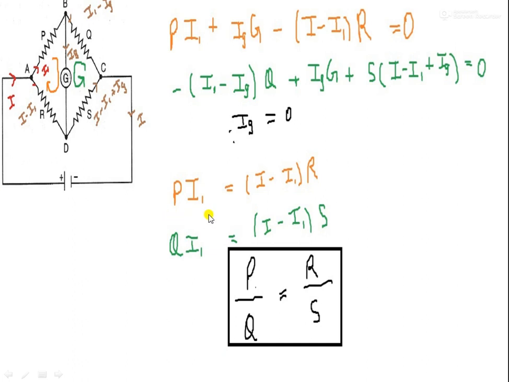Now if you divide these two equations, I1 cancels, this bracket cancels, and you are left with P by Q equal to R by S. So this is the proof of the Wheatstone bridge formula, which is used to find unknown resistance, and Kirchhoff's rule plays the most important role in deriving this relation.